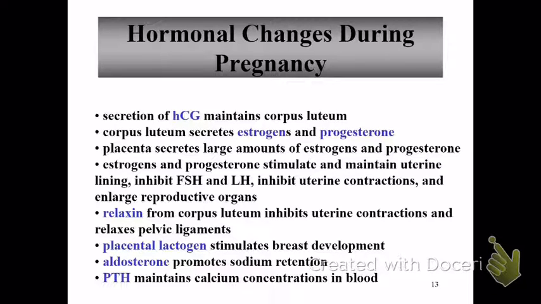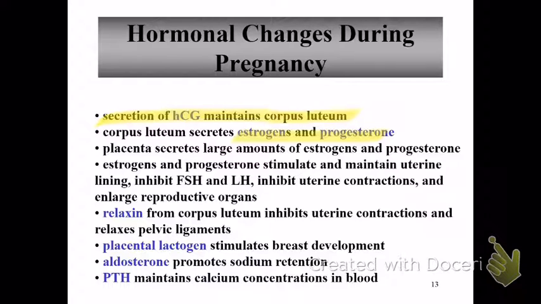Highlight secretion of HCG is what maintains the corpus luteum that is around the egg, protecting it until the placenta is formed. Corpus luteum secretes, so it makes estrogen and progesterone in addition. Placenta secretes large amounts of estrogen and progesterone. So, honey, those hormones are high. You are not ovulating again. That's what that means. They do stimulate the uterine wall to increase. It's going to inhibit FSH and LH.